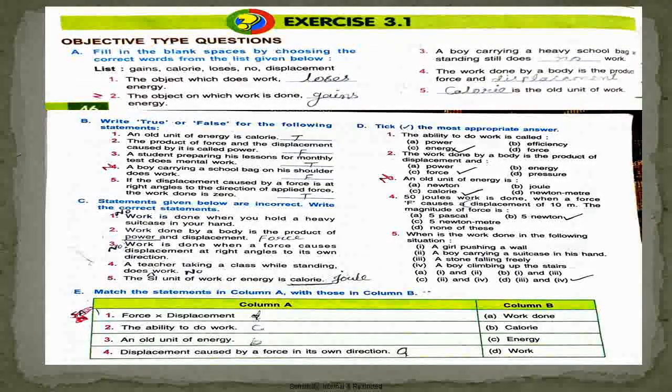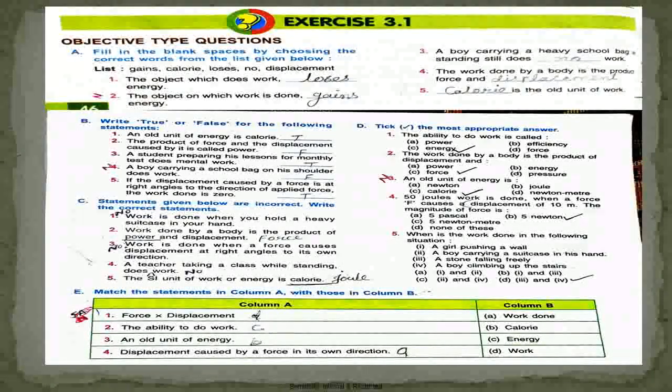Clear? Fifth one, the SI unit of work or energy is calorie. No, calorie is the old unit of energy. Clear? But the SI unit of work or energy is joule. So at the place of calorie, you have to write joule. Clear? Now choose the correct answer.